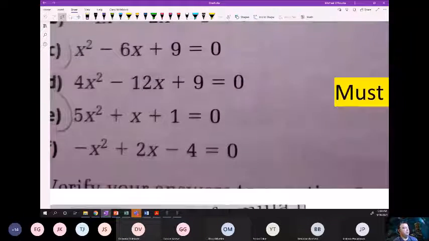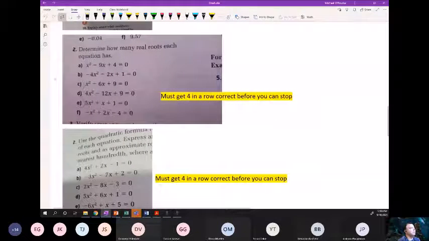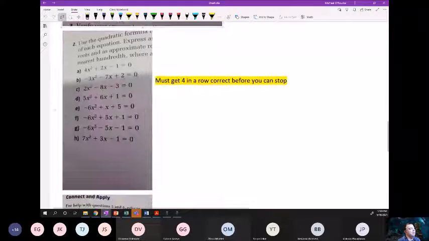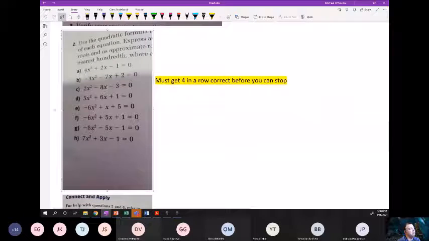Let's take away this question. You guys don't do question 2. You can skip that question. But here's some practice ones to do for the quadratic formula. If you get 4 in a row correct, you can stop. And don't do the word question today. Just do those ones. You're going to get 4 in a row right.